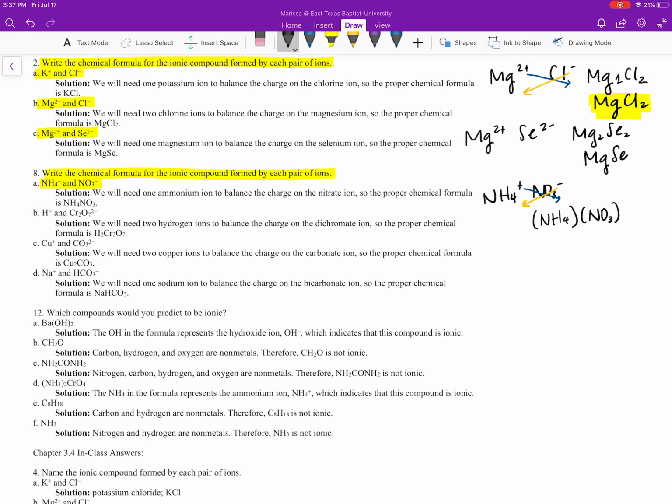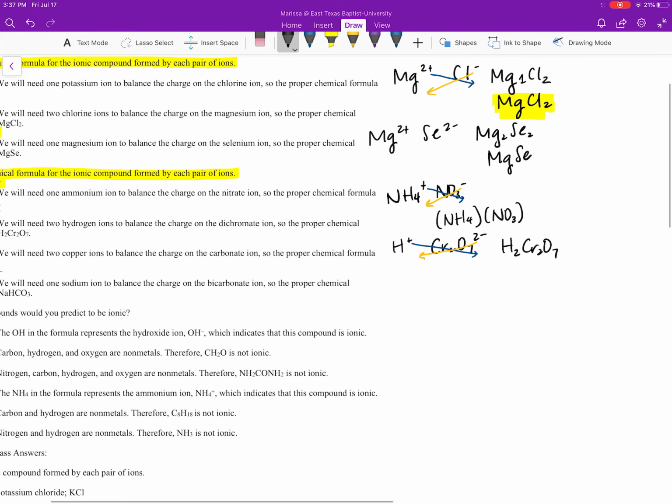Now, sometimes, like this example right here, when we get ready to swap the charges, I am not going to need the parentheses. In this case, hydrogen is all by itself, so I can put the 2 behind the hydrogen just like we were doing before, and I don't have to use the parentheses. So it's okay, I could have written this one just like this, and they mean the same thing. They are equal to each other.